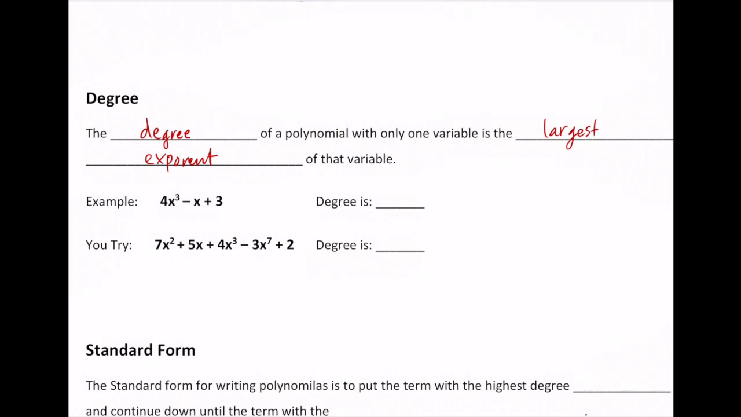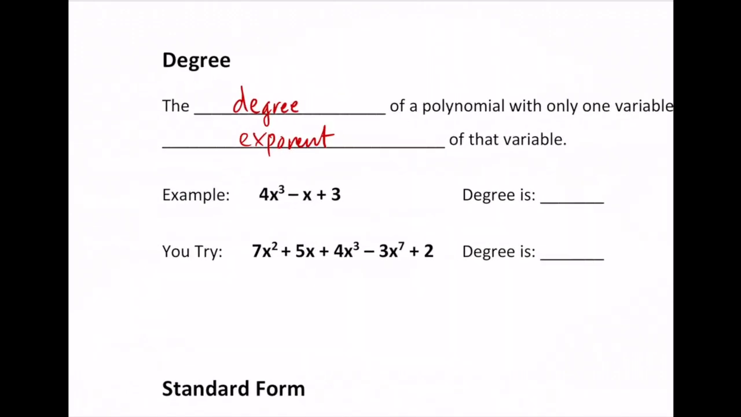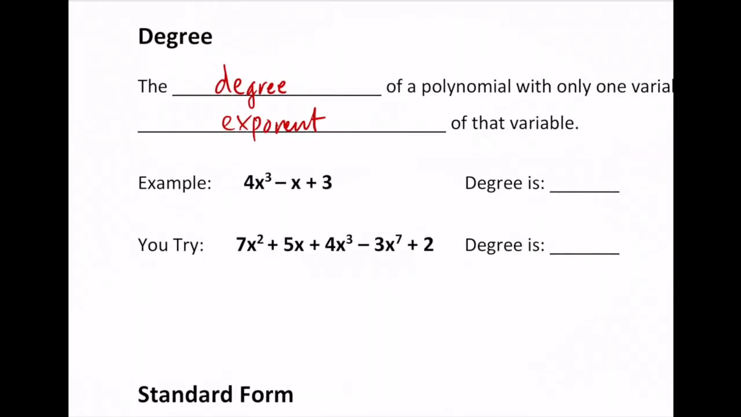Let's take a look at an example here. I want to look at all of the exponents in this example. So I can see that I have an exponent of 3. That exponent of 3 is my largest exponent. So we say the degree is 3. Whatever this largest exponent is, that is our degree.